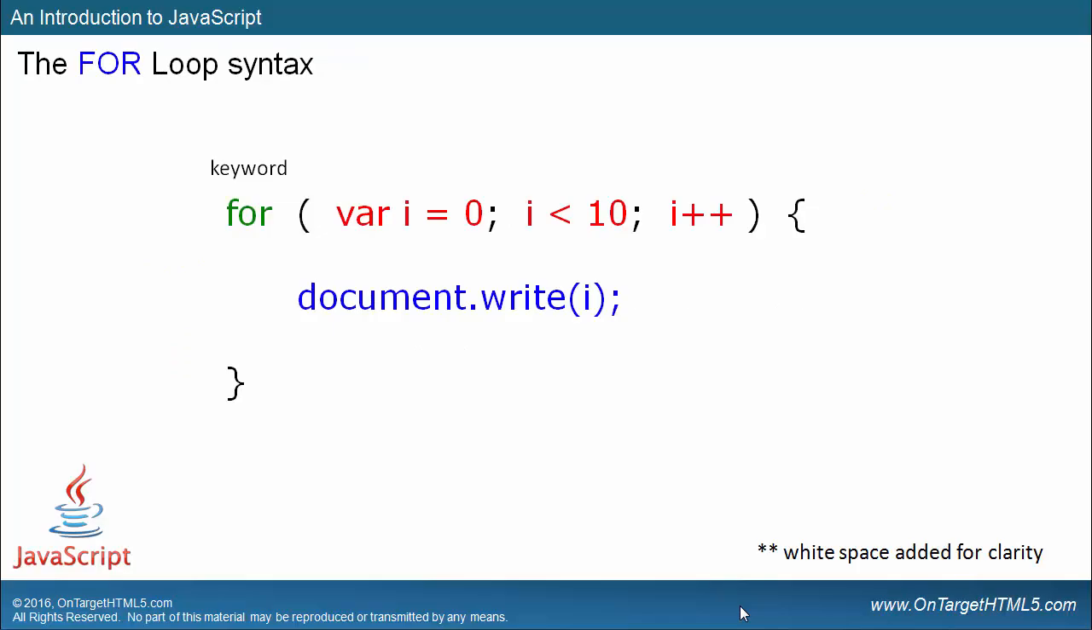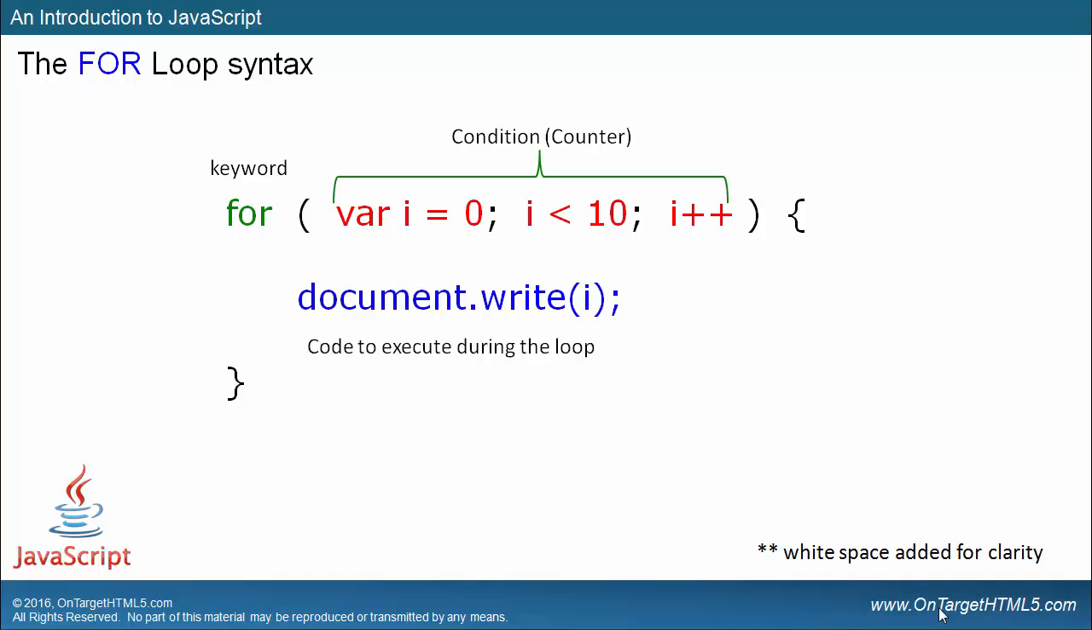We have the keyword for, then we have the condition counter. You'll notice I've got a variable i which is equal to 0. Then I say if i is less than 10, and then I increment i. And what happens here is we actually run the code. We set the variable the first time. In this case, we set it to 0. Then we say is i less than 10. If i is less than 10, we run the code between the curly braces. Then we increment i with that i++.